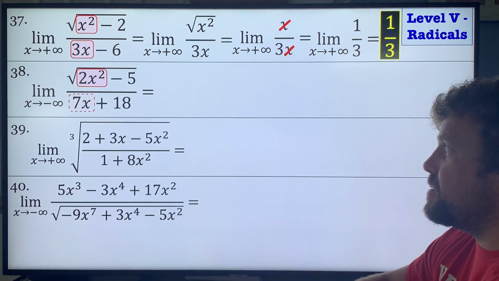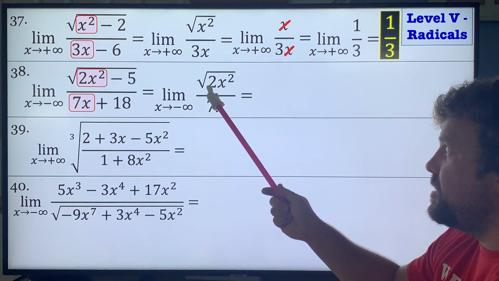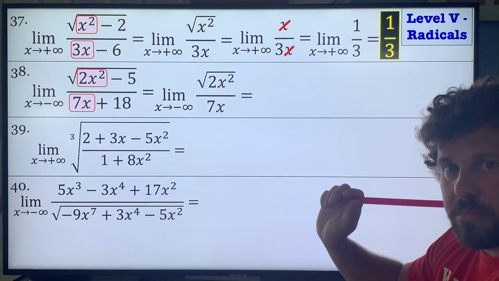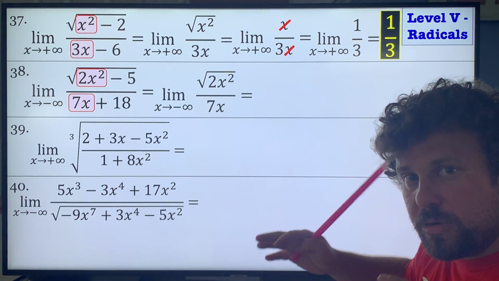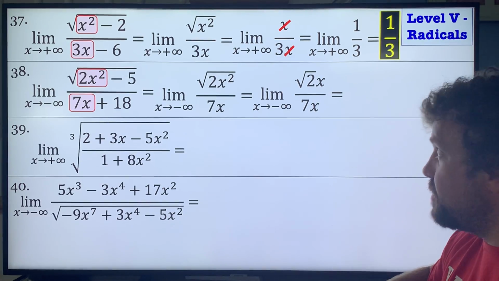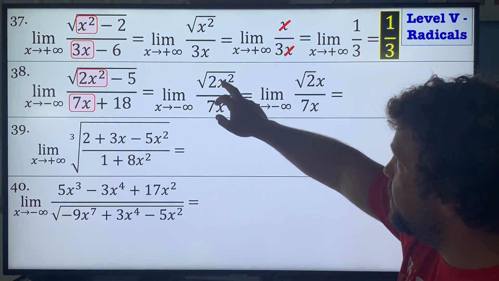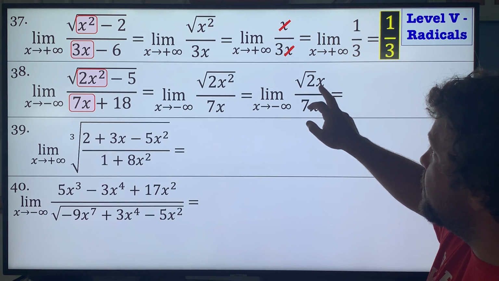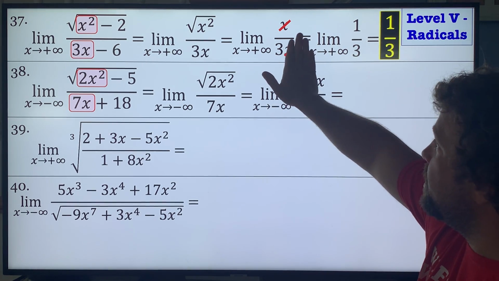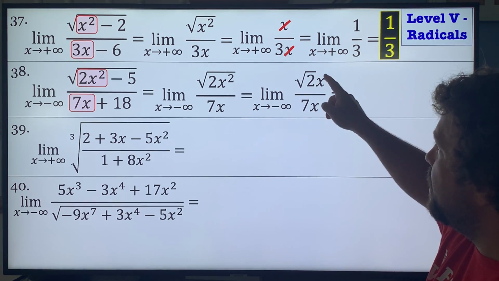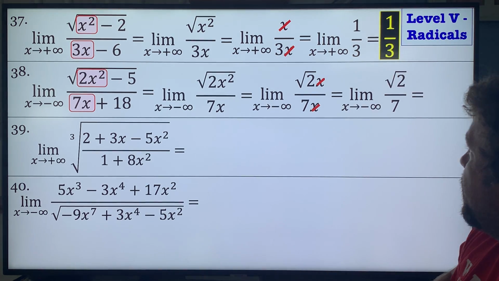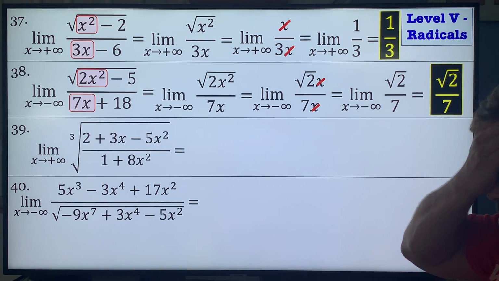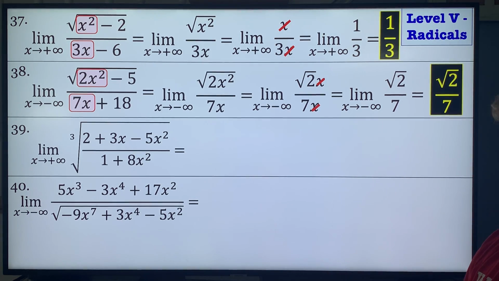2x squared, 7x. Now, what is radical 2x squared? You could separate it. It's 1.41x, or square root of 2 times x, because I take the square root of each one of these. This is an x all by itself, there's no radical above it. The x's cancel out. Your answer is radical 2 over 7.